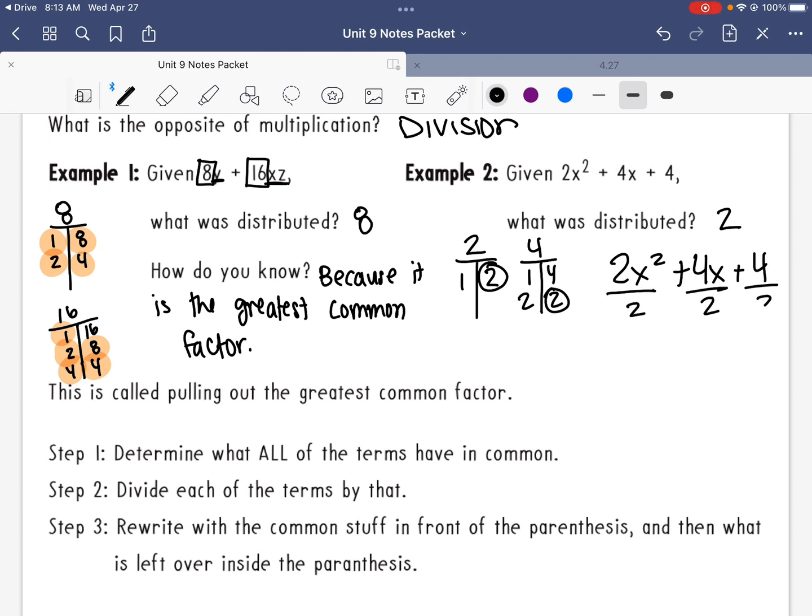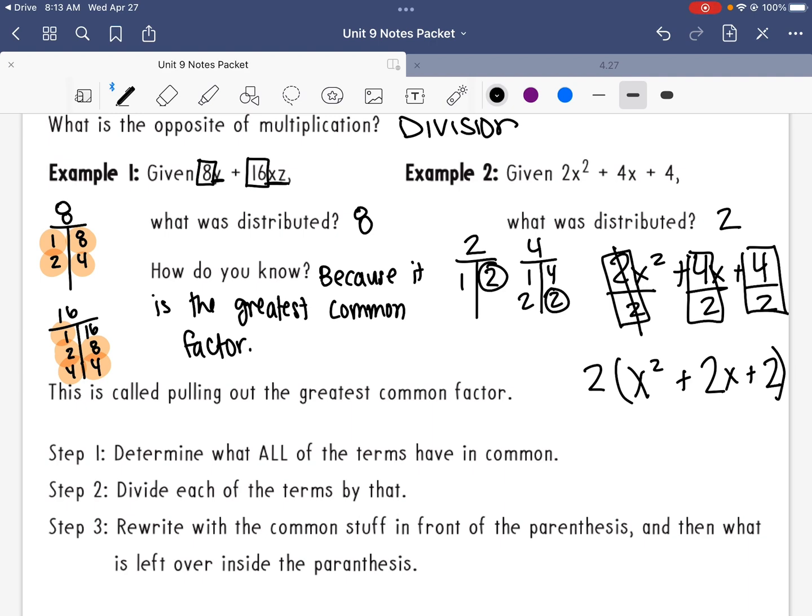on every single term. Now what happens is that 2 divided by 2 is just 1, so that's going to go away. You're going to have x squared. 4 divided by 2 right here can reduce or simplify to 2, and our x hangs around. And then 4 over 2 here also simplifies to 2. And that's what we would have left after we distributed it. Okay? Now, we put that all in parentheses. And then we write whatever we divided by out in front.